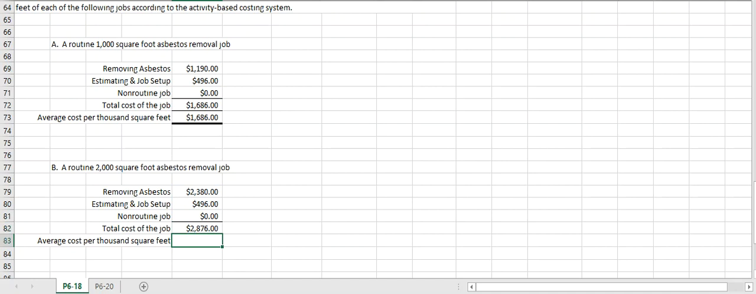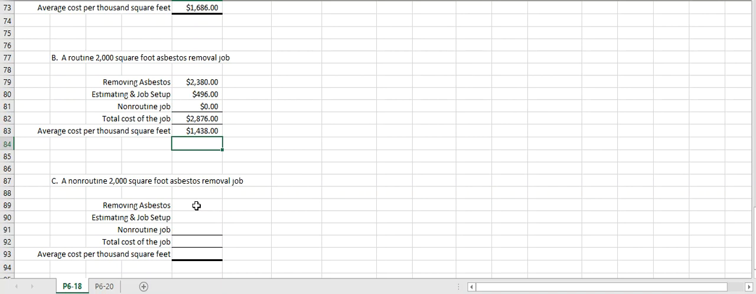So our total cost of the job is $2,876. Now, if we're going to figure out how much that is per 1,000 square feet, we're going to take all of this, so $2,876, and we're going to divide it by 2. Because all of this cost is for 2,000 square feet, and we need it to be per 1,000 square feet. So our average cost per square feet is $1,438.